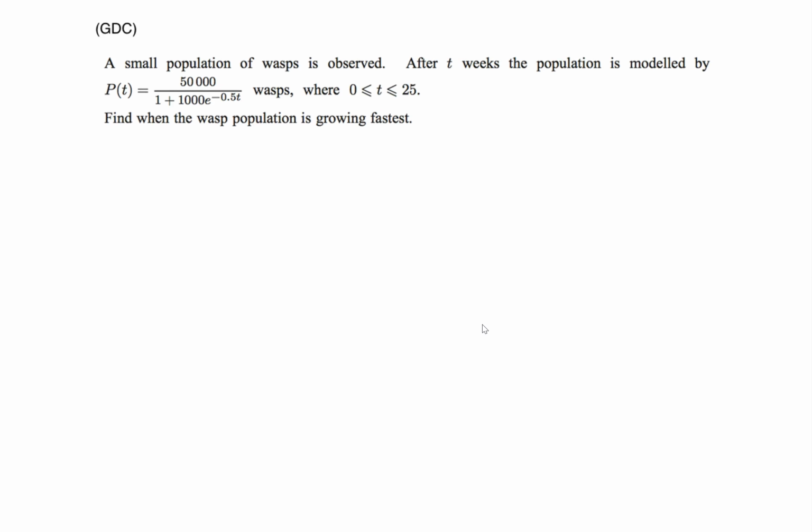Last one. Now, keep in mind this one I put GDC, so you expect to use a calculator. Paper 2. A small population of wasps is observed. That's not the prettiest thing in the world. After t weeks the population is modeled by this. So this is a population of those wasps, where 0 is less than t is less than 25. Again, another one where it gave you endpoints, and this time they're both in there. So these might be the answers.